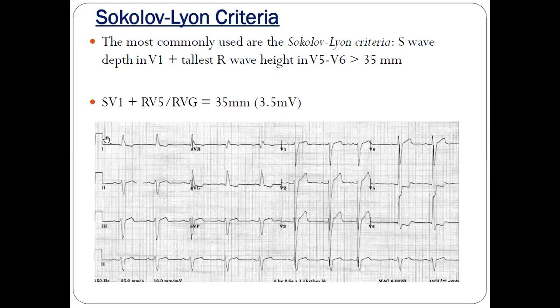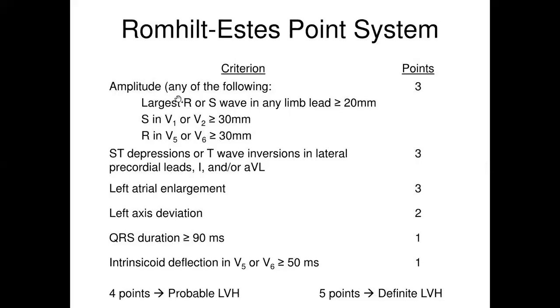What do we mean by limb leads? Limb leads are 1, 2, 3, AVR, AVL, and AVF. In any of these, if the amplitude of the R wave or the amplitude of the S wave is more than 20 millimeters, that is, more than 20 small squares anywhere in the limb leads, it fits the criteria of left ventricular hypertrophy, and we give 3 points. Any one of these three should be present.